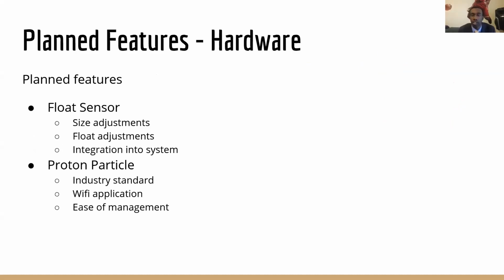includes float sensors. We want to, before launching to the market, adjust the size of the float as well as the layout. Also be sure it is easy to integrate in the user's current septic system, excuse me. Proton Particle, this is industry standard, much cheaper than our current Raspberry Pi as well. It includes a Wi-Fi application that allows any mobile device to set up their system with Wi-Fi connectivity. And it also simplifies the management of the device and allows the user to control the system at their fingertips.